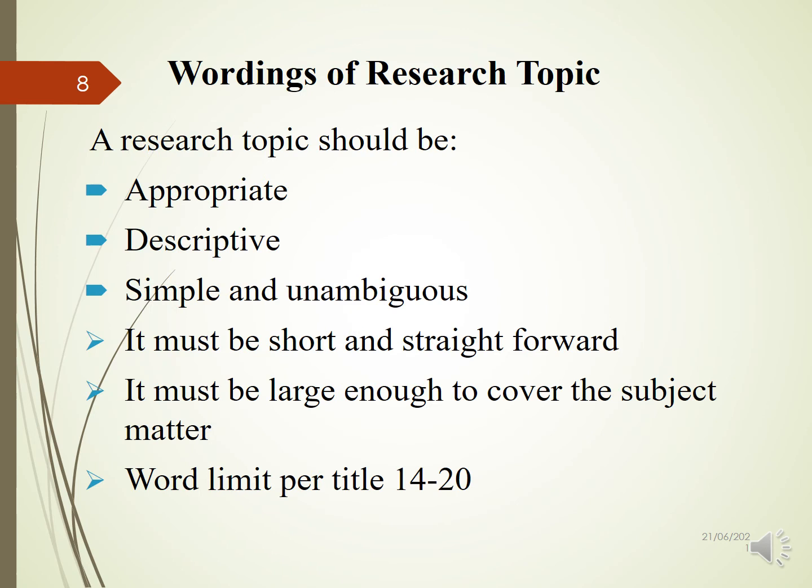So now, when it comes to the wording of the research topic, what should we do? So we are saying a research topic should be appropriate. It should be descriptive. It should be simple and unambiguous. When we say it should be simple and unambiguous, what we are trying to say is it must be short and straightforward. It must be large enough to cover the subject matter, and then the word limit per title can be 14 or maximum 20.